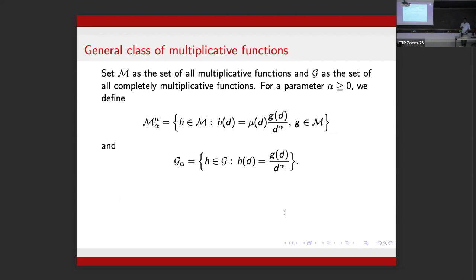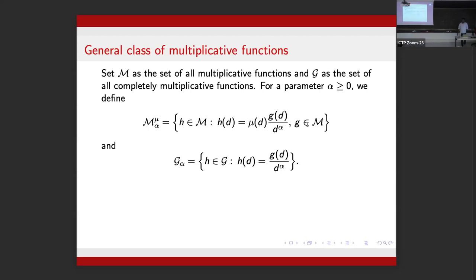This is the way we define it. It's complicated, but you don't need to remember this; just remember that we consider a large class of multiplicative functions with some restriction. So M is the set of multiplicative functions and G is the set of completely multiplicative functions. Then for a given alpha greater than 0, we define the class M sub alpha mu, the collection of multiplicative functions which look like mu(d) times g(d) by d to the power alpha for a multiplicative function g.